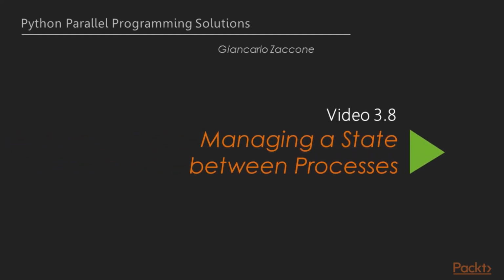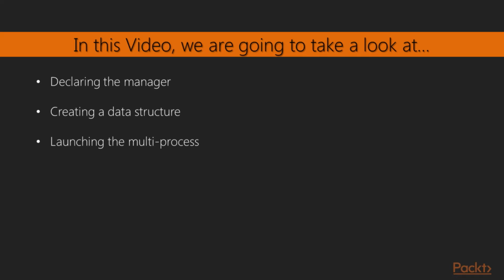In the previous video, we saw how to synchronize the process. Welcome to the 8th video, Managing a State Between Processes. In this video, we'll first declare a manager and then create a data structure of type dictionary. Further, we'll launch the multiprocess and run the code for the output.